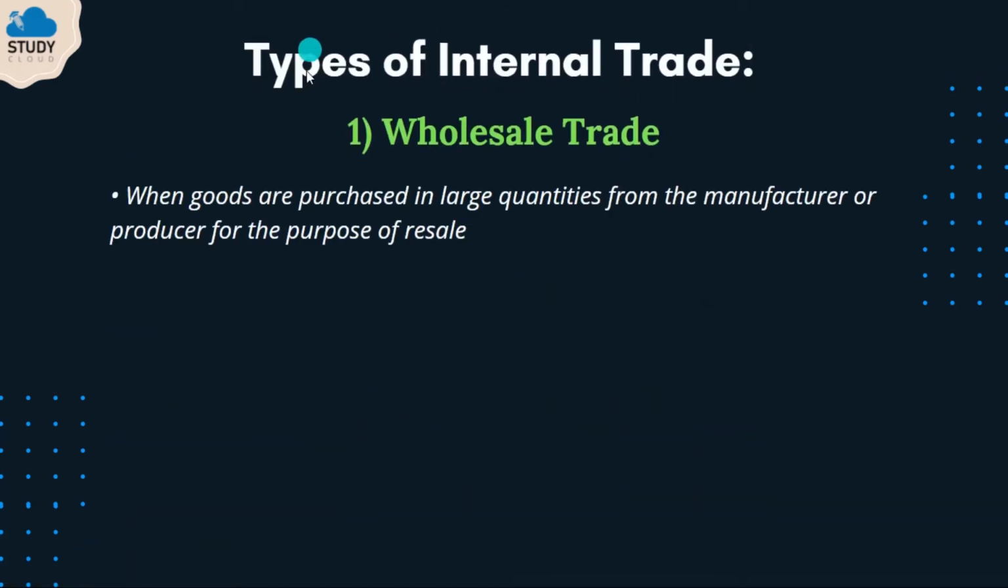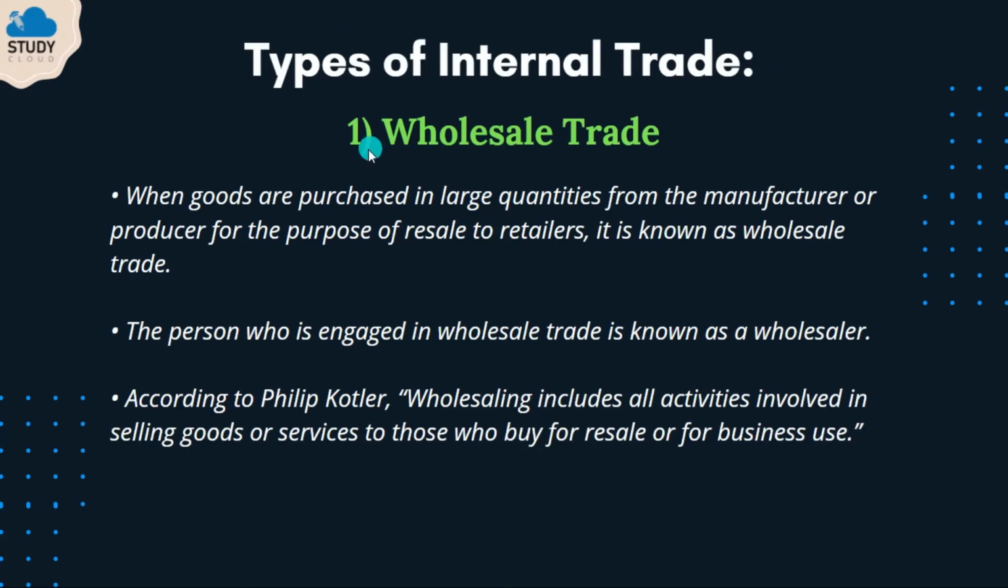Then, types of internal trade. The first type is wholesale trade. When goods are purchased in large quantities from the manufacturer or producer for the purpose of resale to retailers, it is known as wholesale trade. When a person purchases goods from the manufacturer in bulk, and the main purpose of that purchase is to resell, meaning selling again to retailers, retailers meaning local shops, such people or such business is known as wholesale trade. The person who is engaged in wholesale trade is known as a wholesaler.